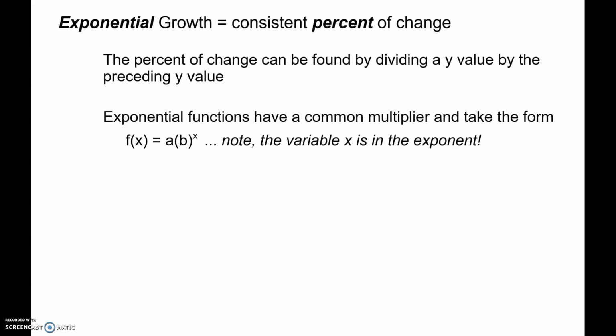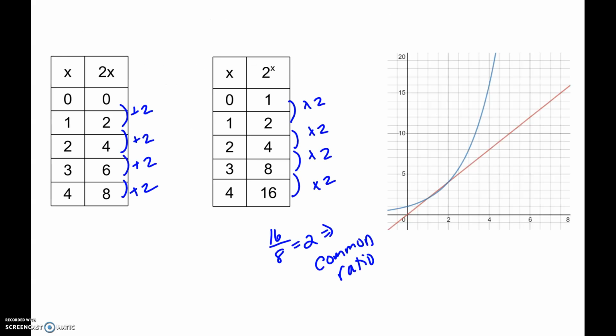So let's look at a couple tables and see how we might identify this. In the first table, I have my x's going from 0 to 4 and my y's. Well, there's a consistent amount of change in this first table. It's plus 2, plus 2, plus 2, plus 2. In the second table, again, I have my x's going from 0 to 4, but there's no consistent amount of change. So it's plus 1, and then plus 2, and then plus 4, and then plus 8. So there's not the same amount of change.